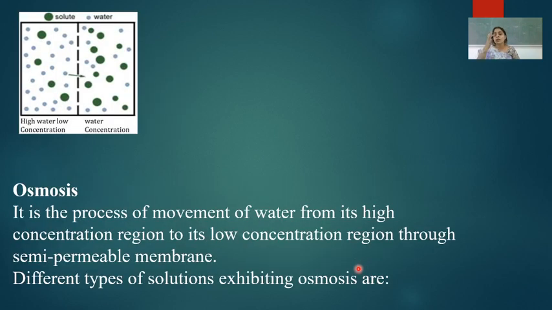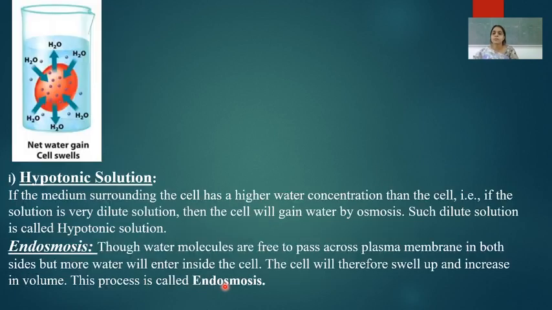Similarly, oxygen enters a cell by a process of diffusion, when the concentration of oxygen inside the cell decreases. Coming to osmosis. Osmosis, it's a process of movement of water from its higher concentration to its lower concentration through a semi-permeable membrane. Osmosis is only a movement of water, that is solvent particles. So different types of solution exhibit osmosis.